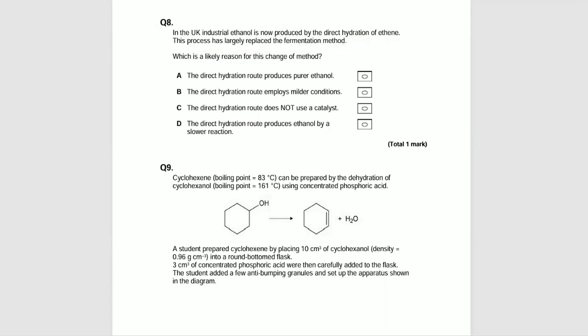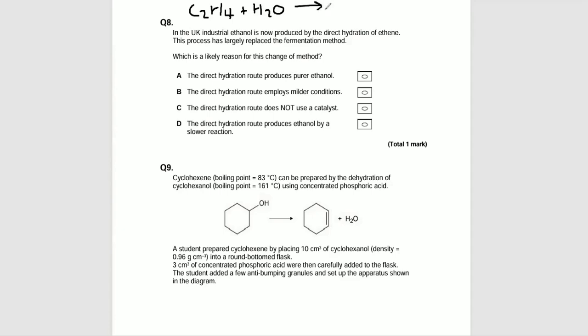In the UK, industrial ethanol is now produced by direct hydration of ethene. This process has largely replaced the fermentation method. What is the likely reason for the change of method? The direct hydration of ethene produces pure ethanol. The direct hydration route employs milder conditions. The direct hydration route does not use a catalyst. The direct hydration route produces ethanol by a slower reaction.